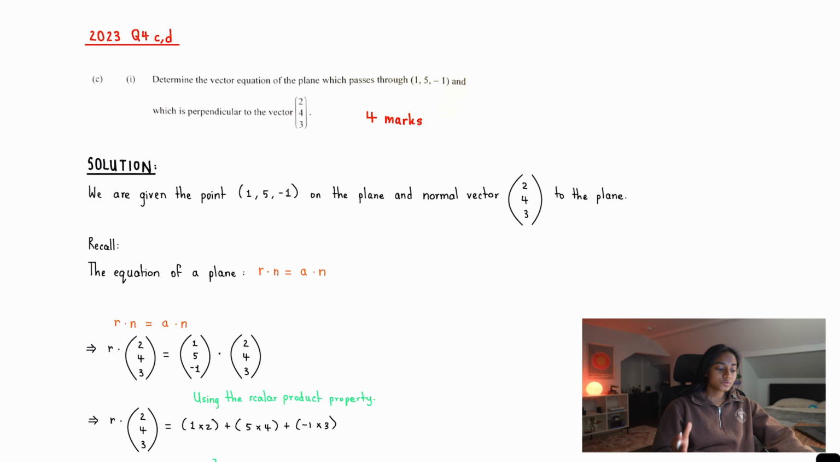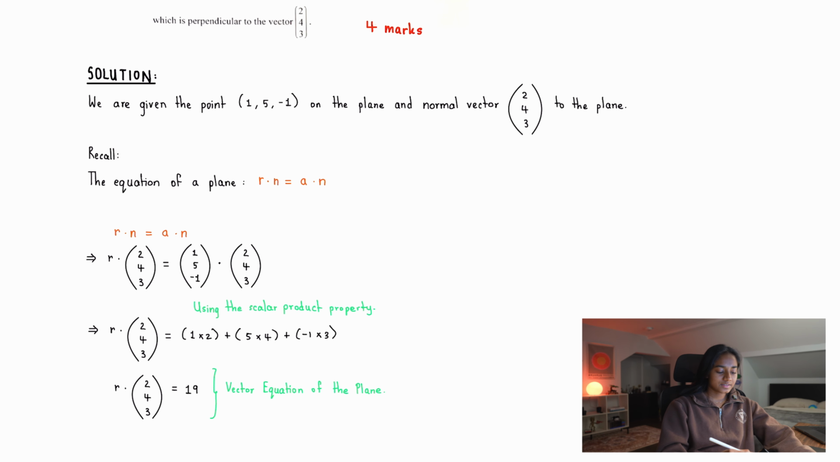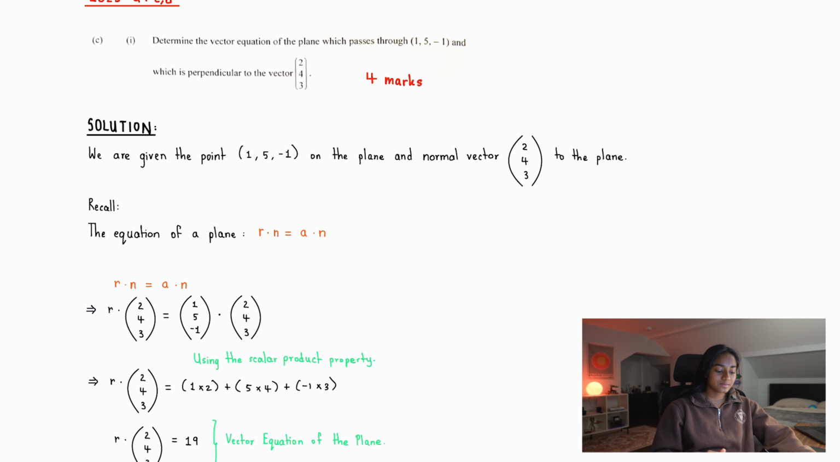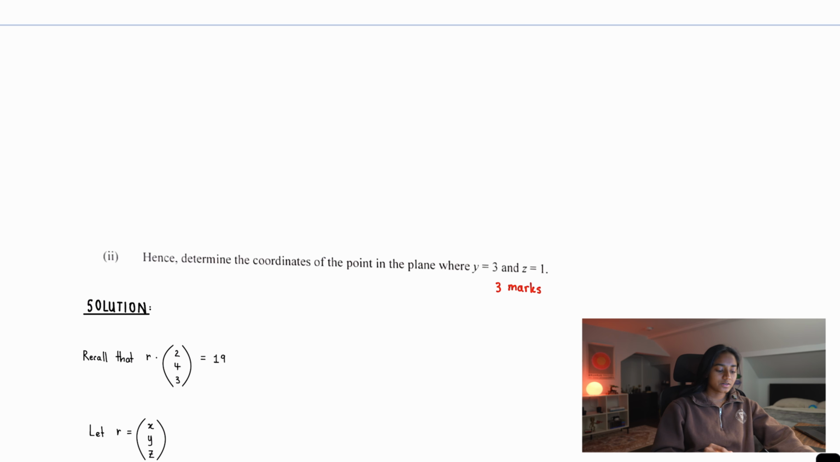Now we're moving on to 2023, question 4, parts C and D. Part C, part 1. Again, notice the similarities. Determine the vector equation of the plane which passes through this point and the vector perpendicular. So again, r dot n is equal to a dot n. We have the scalar, so we solve using the scalar product. We get 19, and then we get the vector equation of the plane. Let's not stress too much on that because we've done that a million times over. However, make sure you do it at home.